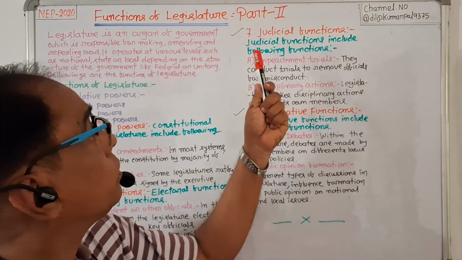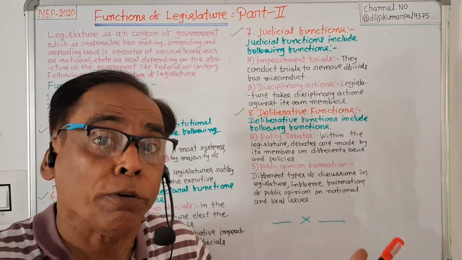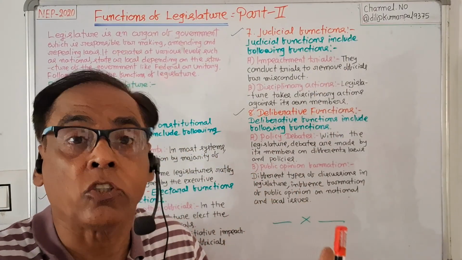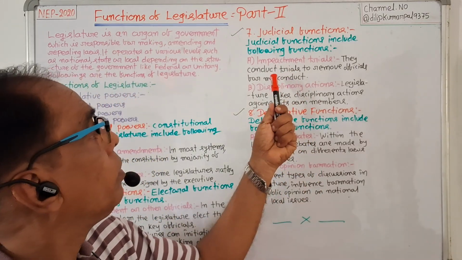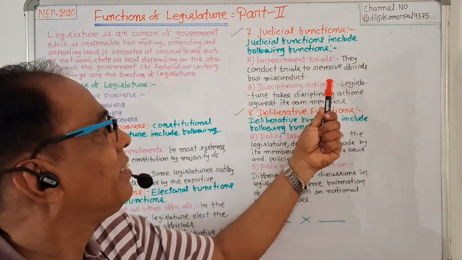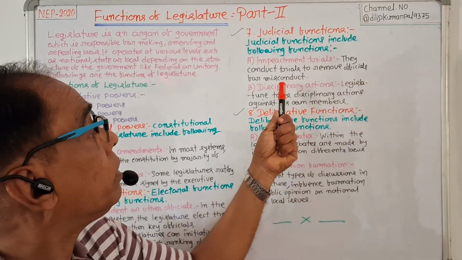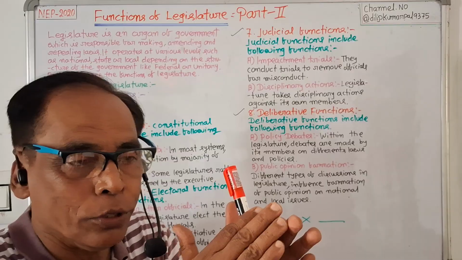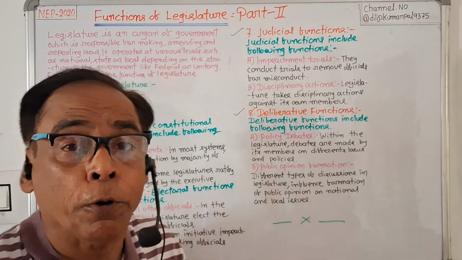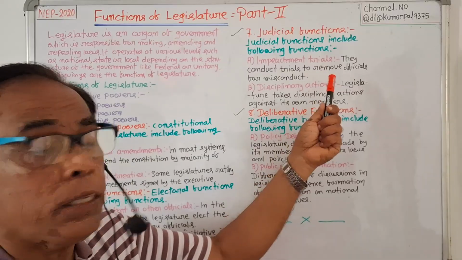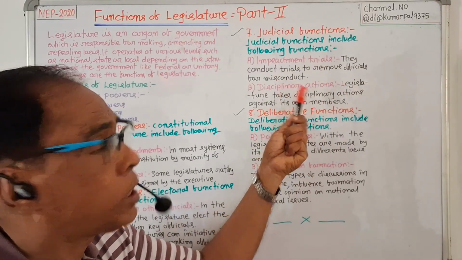Then we discuss judicial functions of legislature. Legislature has some judicial functions, and judicial functions of the legislature include following functions. Number one, impeachment trials. They conduct trials to remove officials for misconduct. So the legislature has some judicial functions. Under judicial function, the legislature conducts trials to remove officials for misconduct.